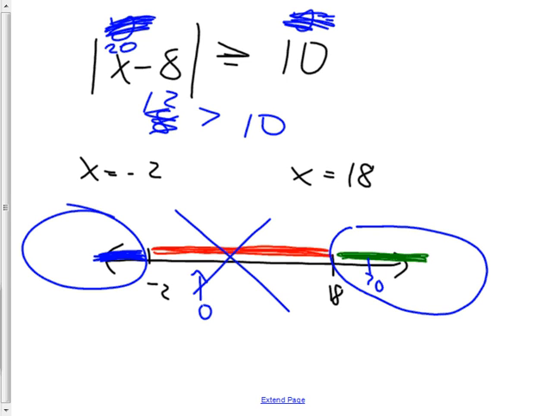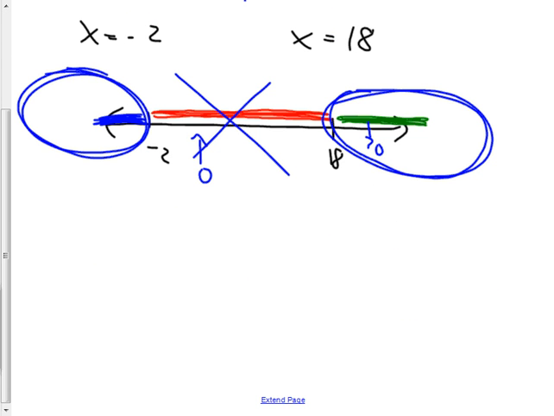-3. If I stick in a -3 or a -4 or a -10, whatever, -3 minus 8 makes -11. Absolute value of that is 11. Is 11 greater than 10? Yes, so that also works. This area works and this area works. So my answers are, and here's how you'd write this.